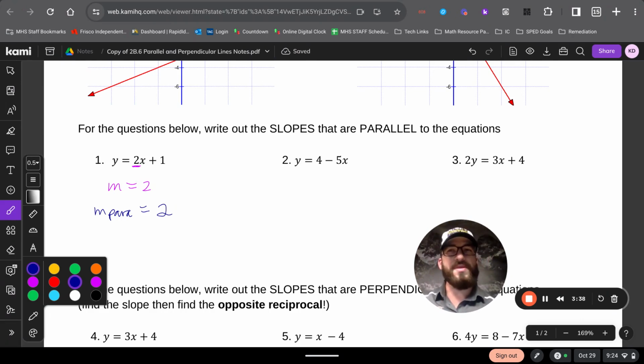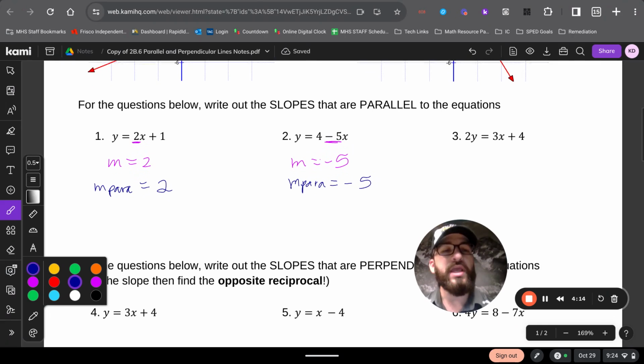Some of you might be thinking, oh, parallel, this is nice and easy. And it can be. Sometimes you do have to do a little bit of extra work, but let's look at one like number 2. We have y equals 4 minus 5x. So this one is in slope-intercept form. Things are just a little bit switched around. This 4 is our b, our y-intercept, because it's not with the variable. This negative 5 is our m, because it is with our x. So our original slope is equal to negative 5. If our original slope is negative 5, then our parallel slope is also equal to negative 5.